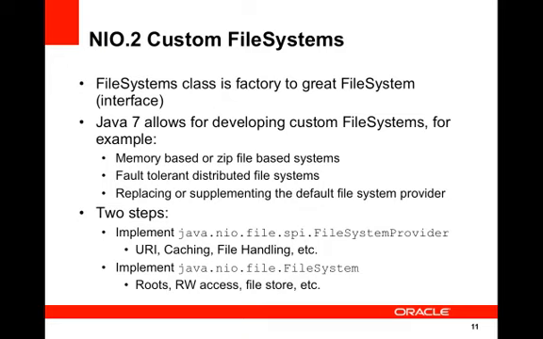The attribute package provides enhanced access to metadata for files and also solves a long-standing performance problem, namely that every request for an attribute results in 2 separate stack calls. Now there are 2 steps for this. First, you want to implement the java.nio.file.spi FileSystemProvider. That's going to handle your URI, your caching, your file handling. And then secondly, you want to implement the java.nio.file FileSystem. That's that whole access about roots, read-write access, file stores, etc.